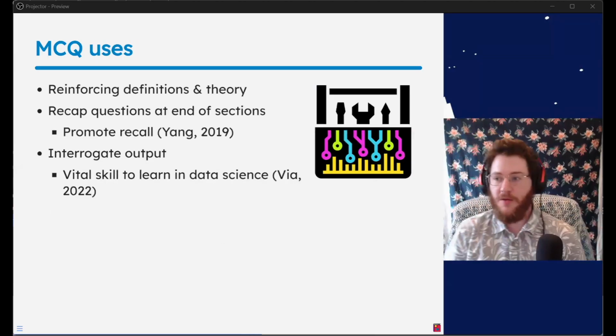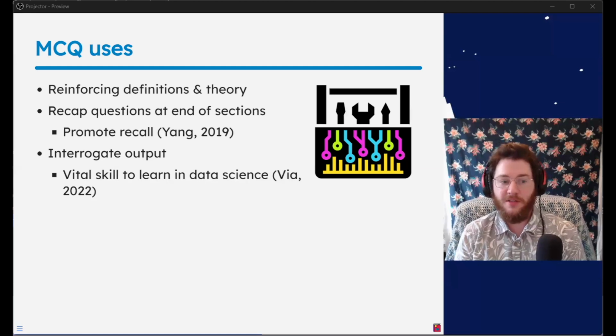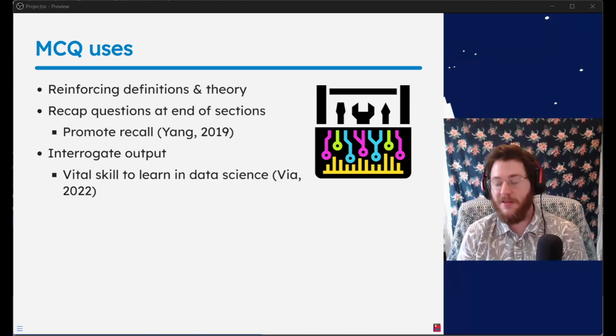So how do you use these MCQs? There's 3 points I like to use them for. It's to reinforce definitions in theory. Especially when you're teaching intro to R and intro to Python, there's a lot of definitions that are very useful to know, like what's a list in Python, what's a list in R, tuples, vectors, etc.